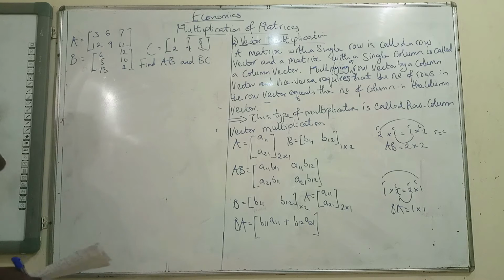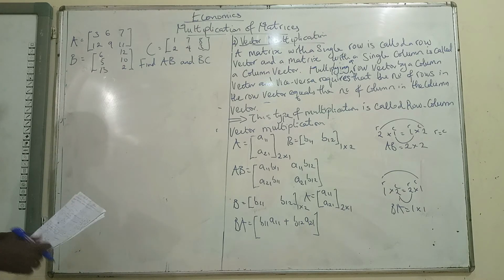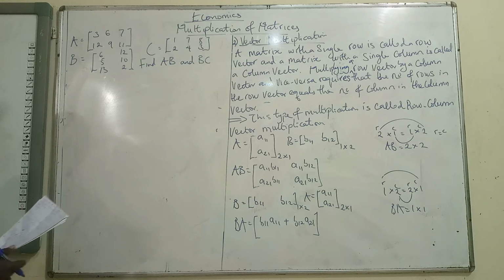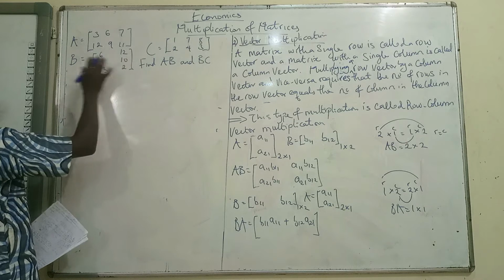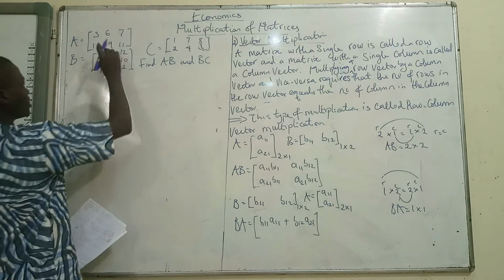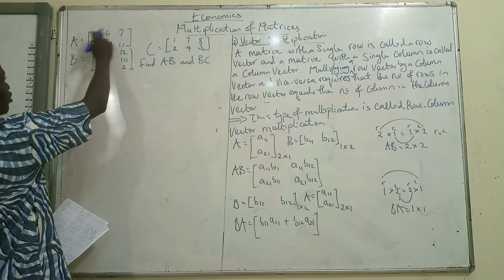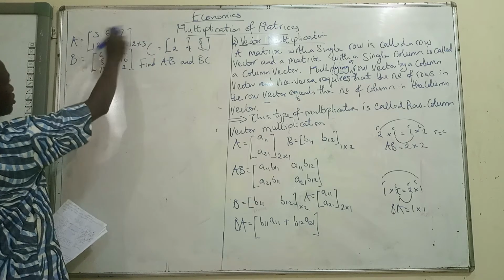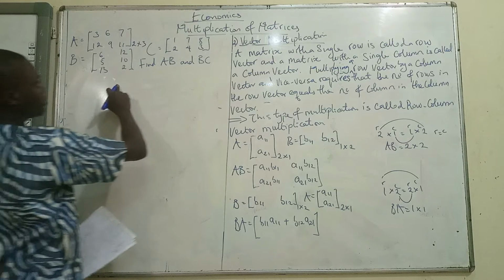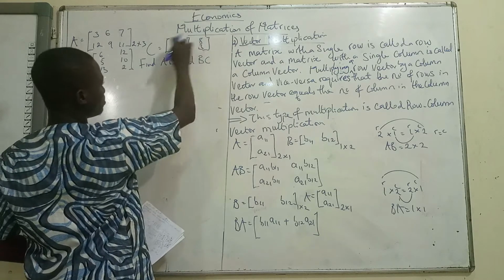Now we have three matrices here, alright, so A, B, and C. And the question states that we should find AB, and we should find BC. So how are we going to do that? Since A is this and B is this, what's the dimension of this? How many rows do we have? 1, 2. And this is a 2 by 3 matrix. 1, 2 rows, 1, 2, 3 columns. Then how about this? So we have 1, 2 as well.